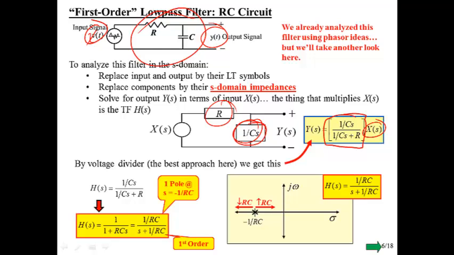And notice that as I increase my RC time constant, the pole moves towards the origin. And as I decrease my RC time constant, my pole moves further from the origin. So remember, a low RC time constant means that the circuit can respond very fast to transients. So let's keep that in mind as we analyze this.